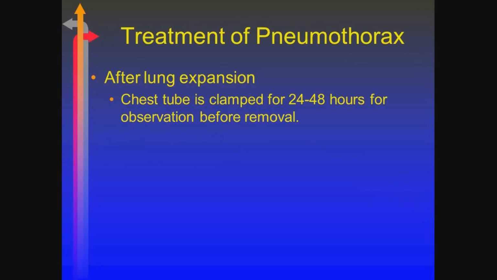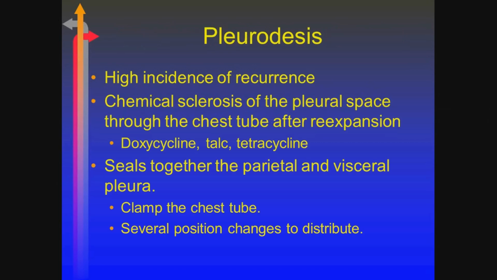And once we get the lung re-expanded with the chest tube, we're going to go ahead and evaluate that, and they're typically clamped for about a day to make sure it stays inflated before they remove the chest tube. That's the pleurodesis I was talking about. Chemical sclerosis is what you end up doing.